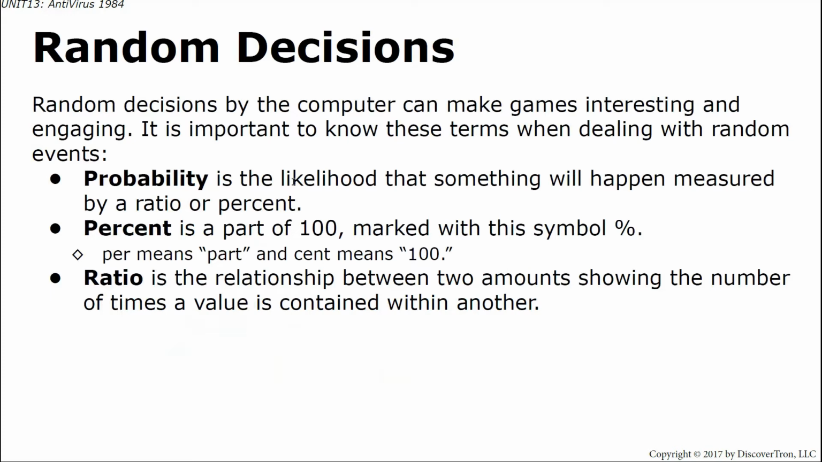So probability is the likelihood that something's going to happen. You know, there's a probability that it could rain today. Okay, we don't know what that is. And your probability can be represented by a percent or a ratio. And when we program, we can use both. Okay, so percent is part of 100, and a ratio is the relationship between two amounts showing the number of times it's contained within another number.